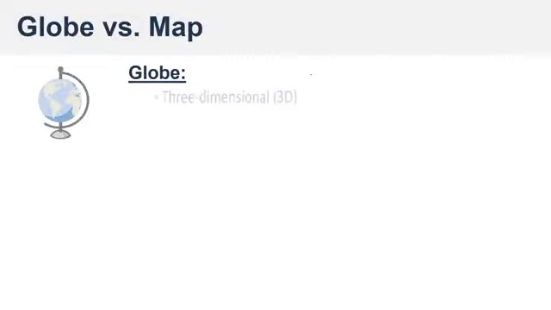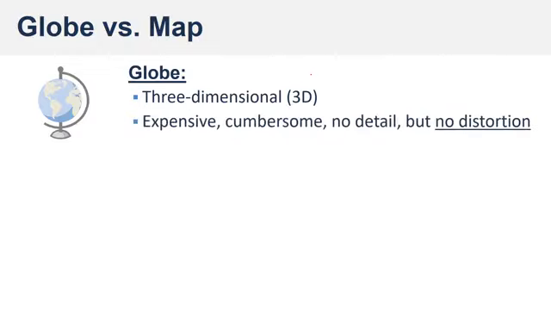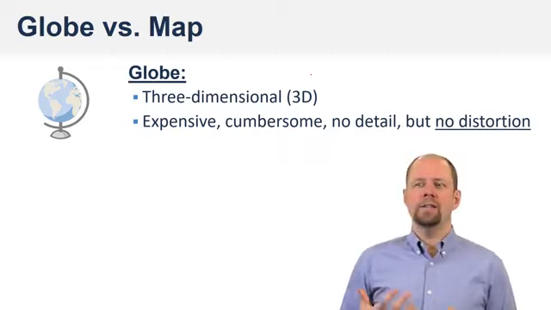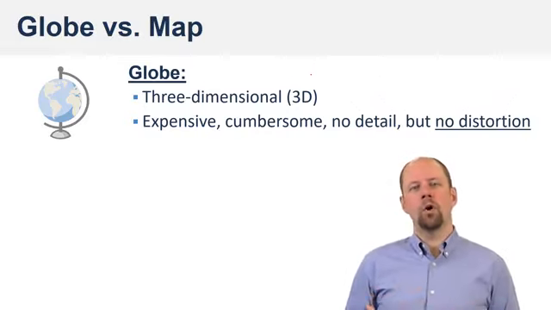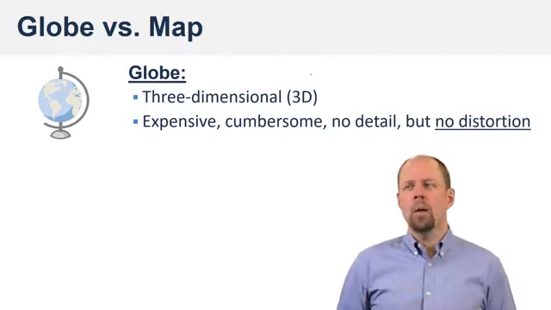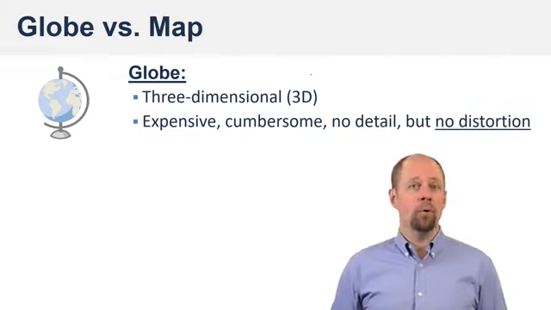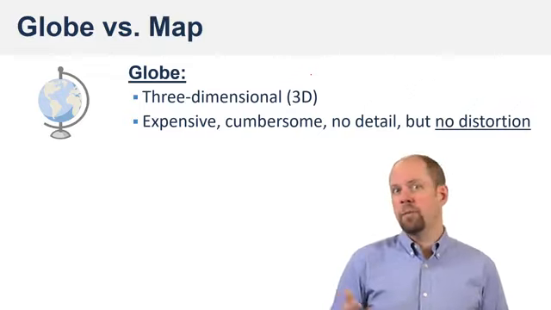Let's compare a three-dimensional globe to a two-dimensional flat map. A globe is a three-dimensional model of the Earth. Now, those are a bit expensive to make, they're cumbersome, there's not a lot of detail, but there's no distortion. What I mean by that is that it's fine to have a globe as a model of the entire planet, but what if you want to make a map of your neighborhood? Maybe you're having a street party, you want to show people how to get there.